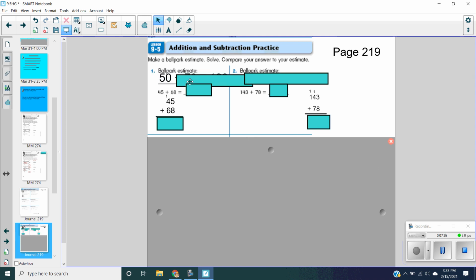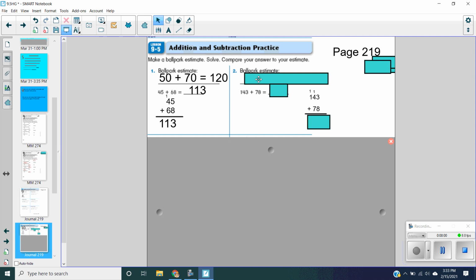So I know that 45 would round to 50, and I know that 68 is going to round to 70. 50 plus 70 equals 120. Now for solving my actual, I'm going to start with 5 plus 8, which I know is 13. Notice how I carry my 1, I put my 3 below. And then I'm adding 6 plus 4 plus 1, which is 11, for a total of 113.